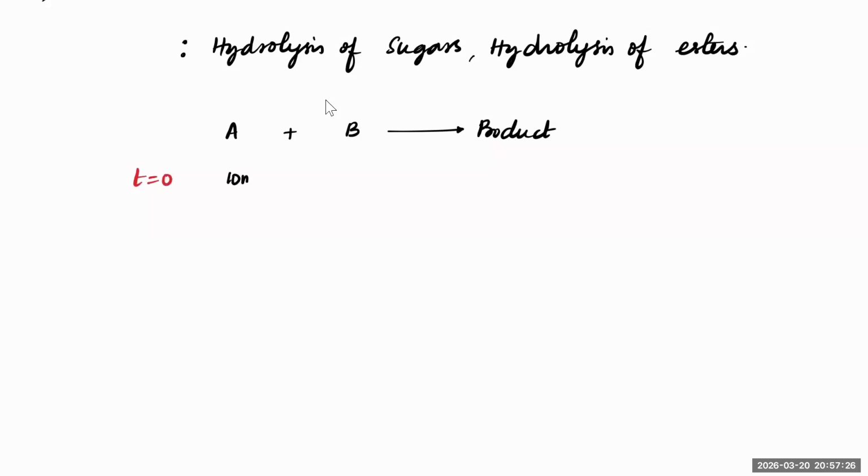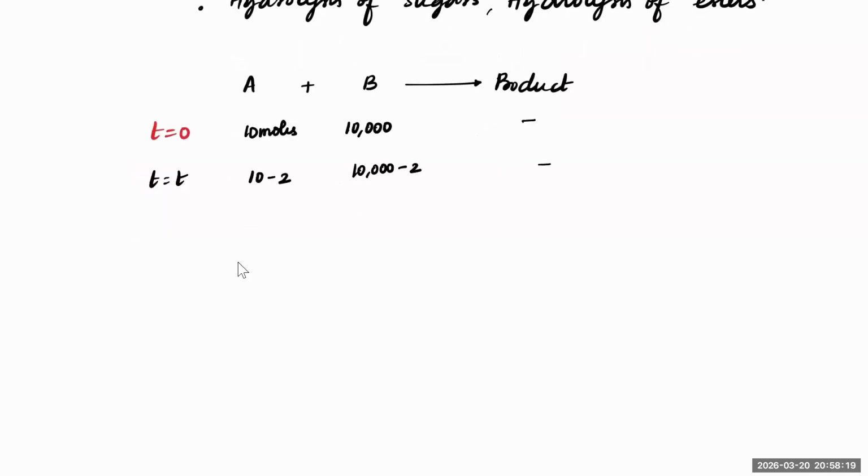Right. At T equal to zero, I have 10 moles here. Suppose you have 10 moles of A, and imagine on the other side B has something like 10,000 moles. So obviously after some time t, we expect maybe 2 moles have been lost from here, so another 2 moles will be lost from there, correct?